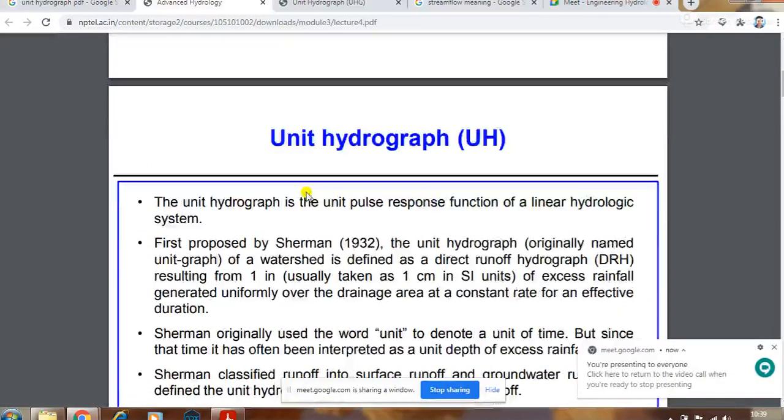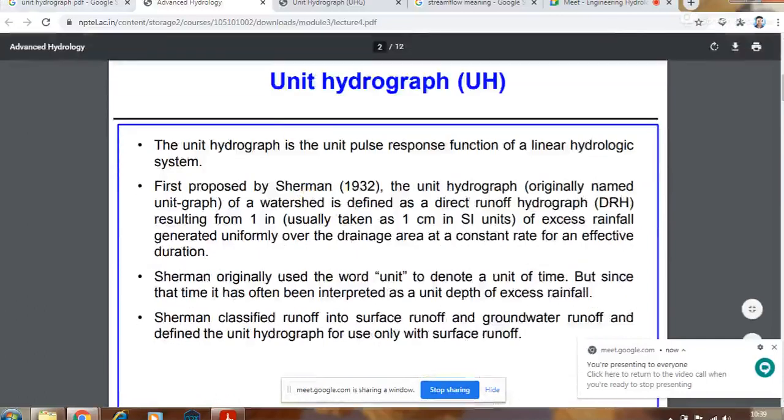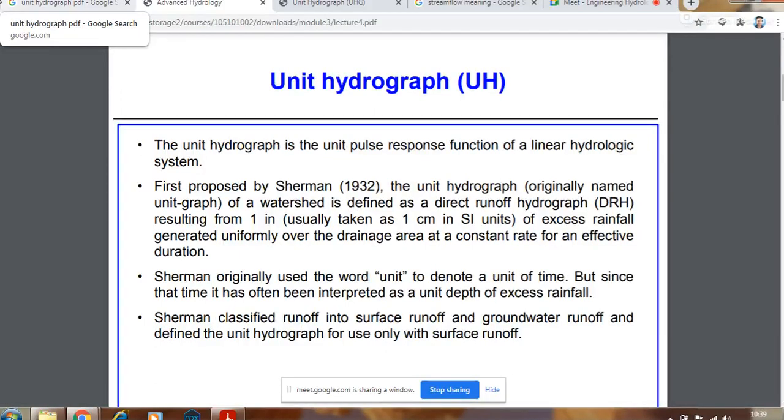So this is it, the unit hydrograph. In some of the cases you will find it as UH, or in some of the cases you may find it as UHG. Okay, unit hydrograph. So first of all, we will try to understand the definition or characteristics of this particular topic. Okay, unit hydrograph.